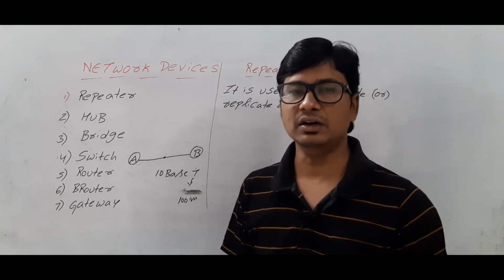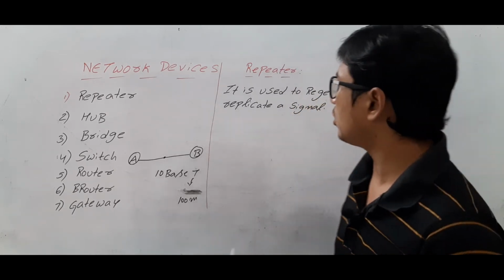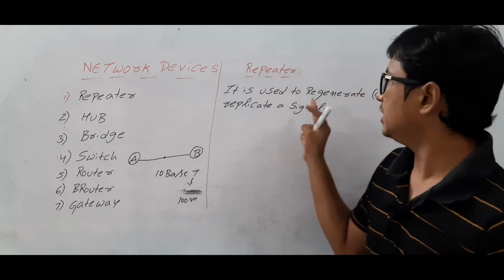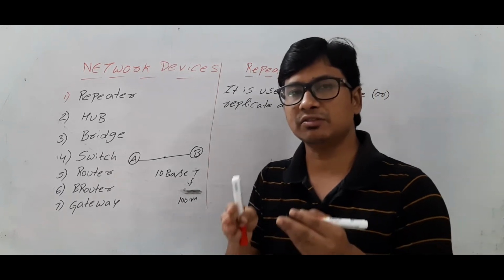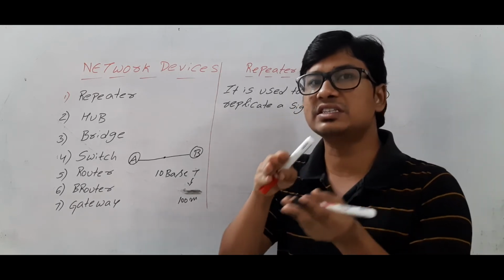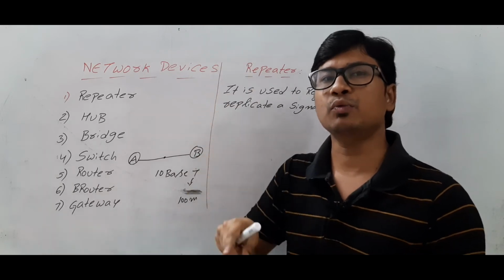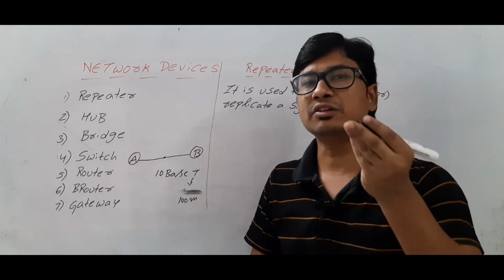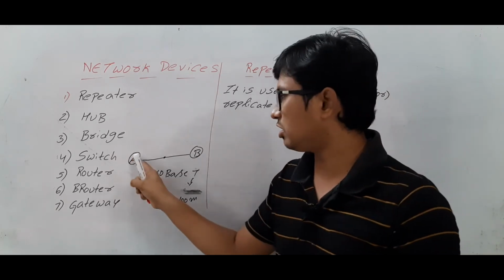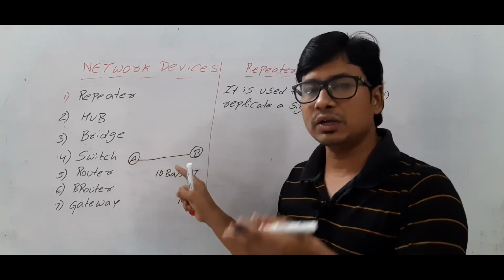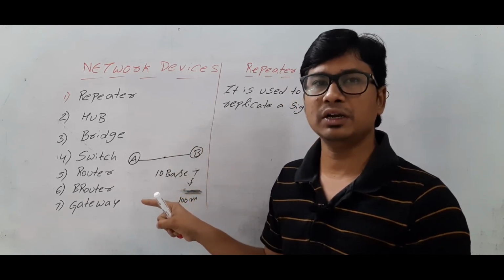Am I right or wrong? Amplification will increase the strength of the signal, but a repeater will not amplify the signal. It will regenerate or replicate a signal, bit by bit, at the original signal strength. Whatever the strength of the signal when it started from the source A, it will be regenerated. I hope you have understood.